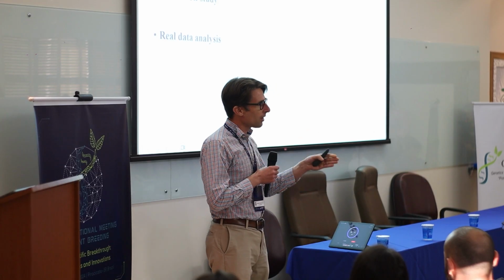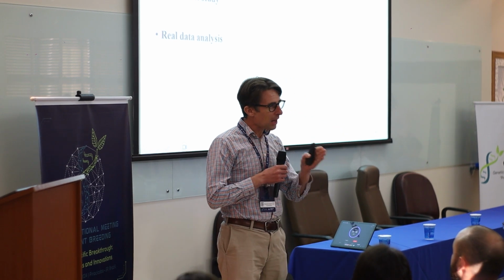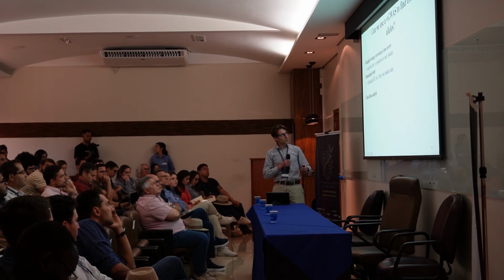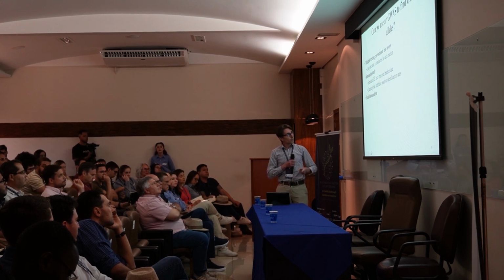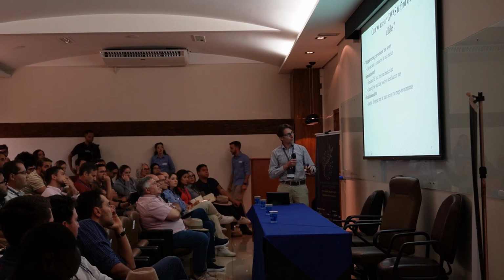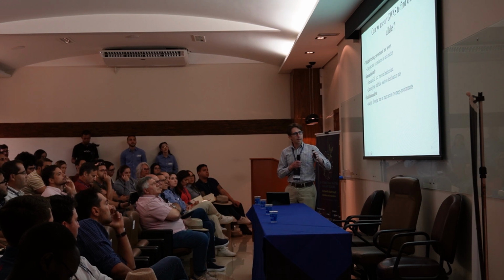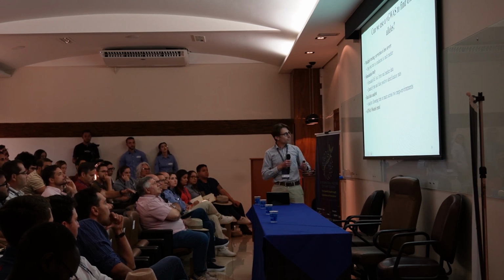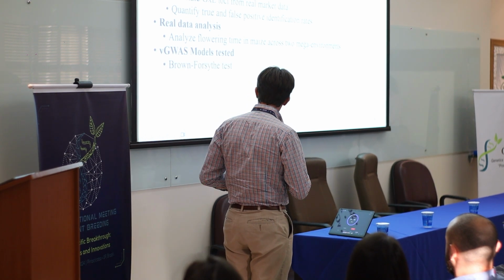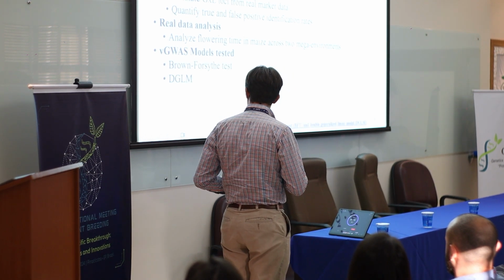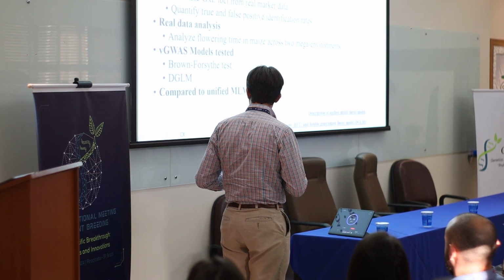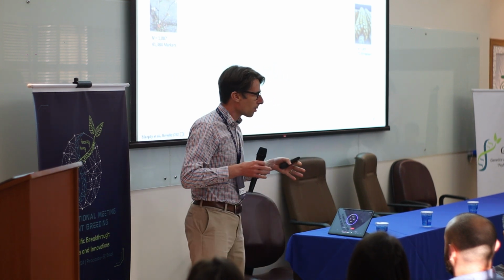So the reason why we wanted to do this VGWAS approach was that the multiple testing correction is less severe. We're only conducting a single hypothesis test at each locus. We did a simulation study where we simulated G by E loci from real marker data so we could quantify true and false positive rates. Then we did a real data analysis where we looked at flowering time in maize across 2 mega environments. We tested 2 VGWAS approaches, the Brown-Forsythe test and the double generalized linear model, and we also compared these to a unified mixed linear model just to have a baseline.